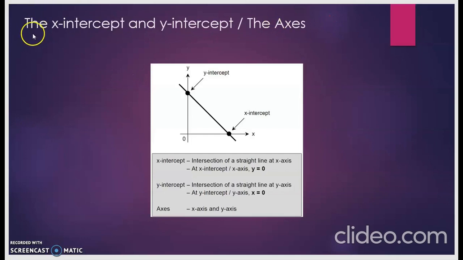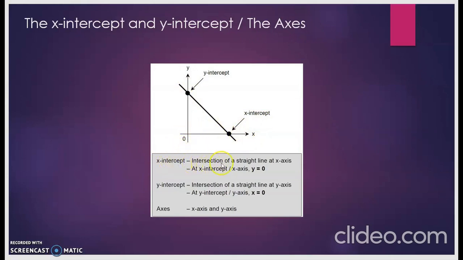Next, we move on to the x-intercept and y-intercept, or what we know as the axes. If the question mentions axes, it means that we need to find the x-intercept and y-intercept. Based on this diagram or graph, you can see that the y-intercept is on the y-axis, where x is 0, whereas the x-intercept is on the x-axis, where y is equal to 0. So you can look at this one.